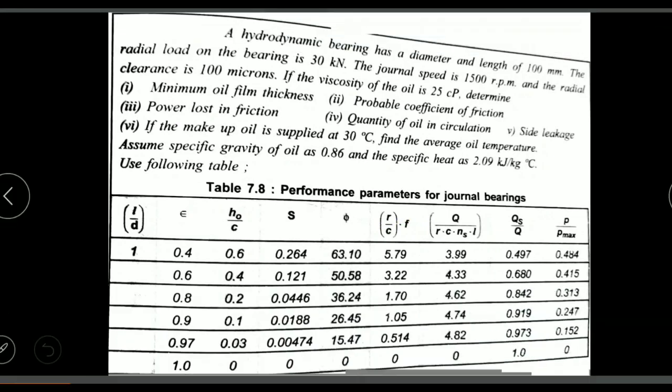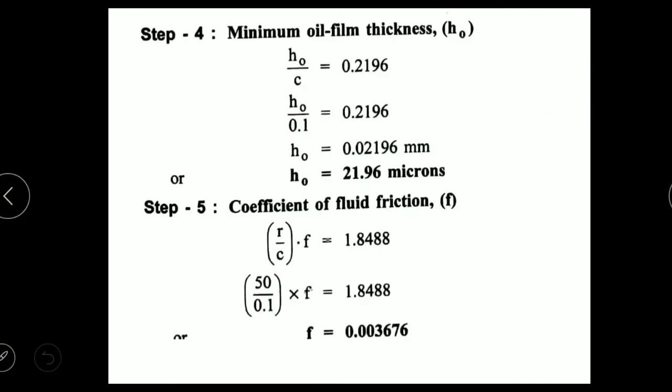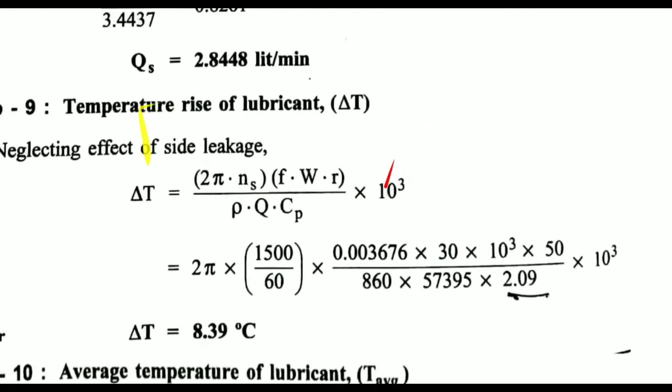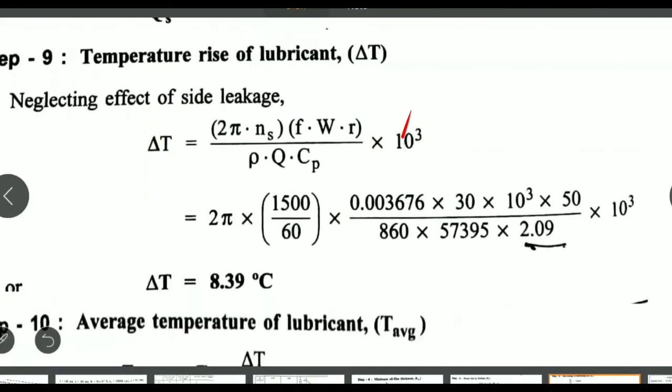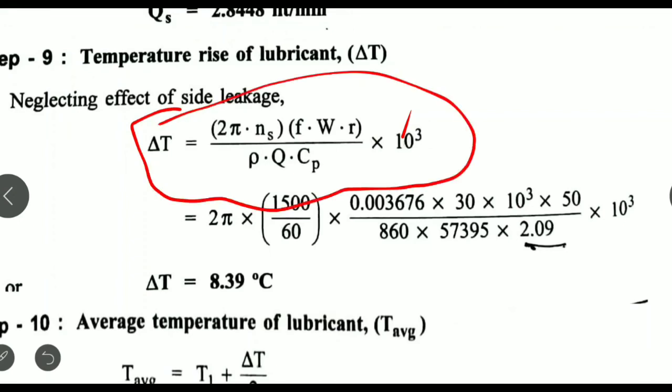This clear. Now if the makeup oil is supplied at 30 degree, find the average temperature. Now see, the average temperature equation we need to find out. Average temperature effect, that we know the delta T. How we can calculate? Delta T is equal to 2 pi Ns FWR divided by rho Q Cp into 10 raised to 3. So each and every value I put here as per my calculation. So Cp, see here 2.0, and rho, that is kg per meter cube. It is given, so that's why I'll take 860.